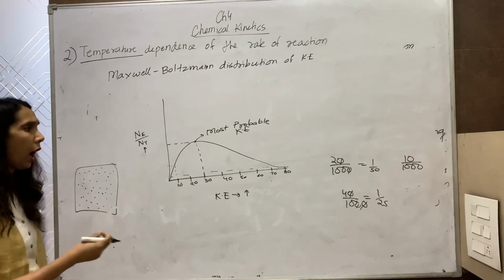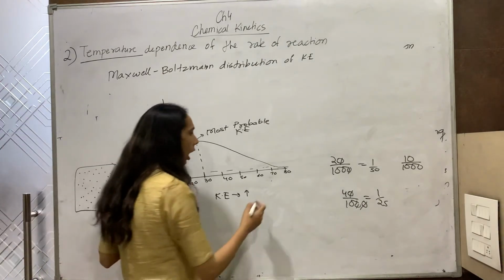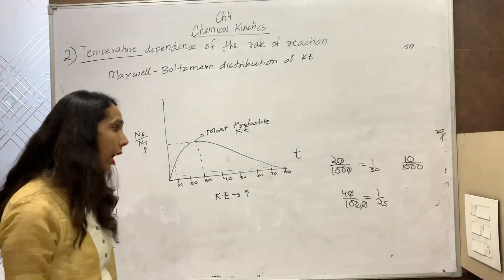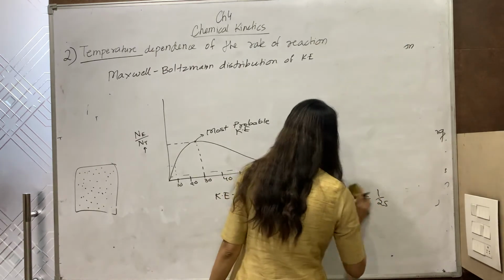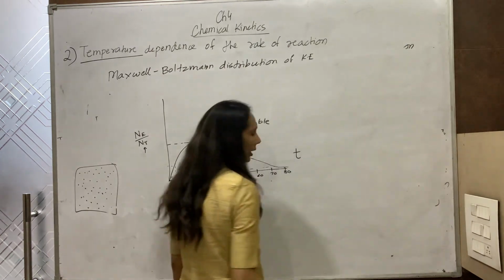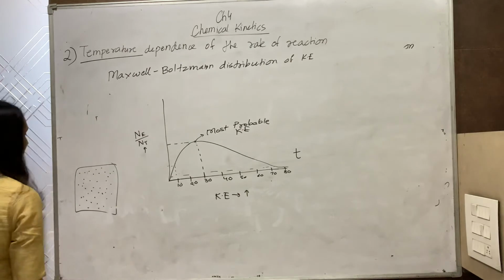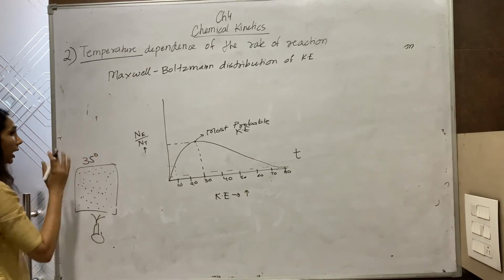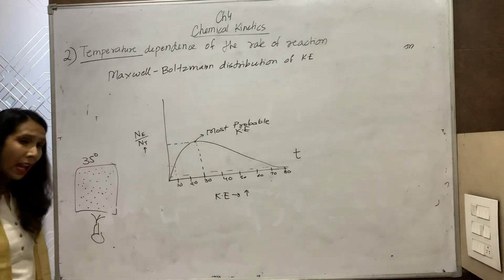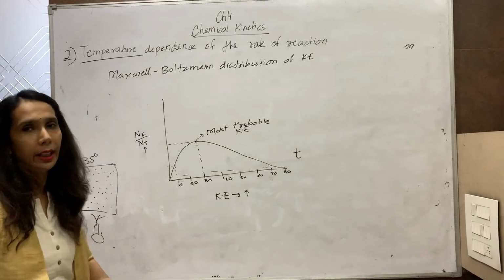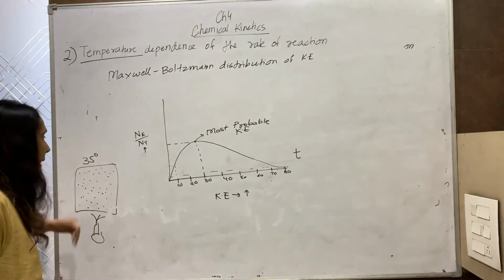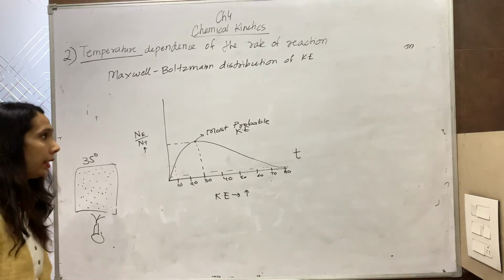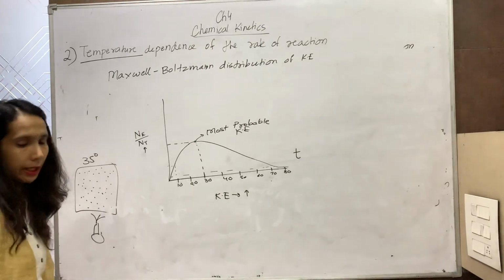Now suppose this graph has been plotted at temperature T. Suppose I have plotted it at a temperature of 25 degrees centigrade. T is 25. Now suppose I heat this container and the temperature becomes 35 degrees. So I have increased the temperature by 10 degrees. When I heat it, all the molecules will gain energy, so I expect that their kinetic energy will increase.